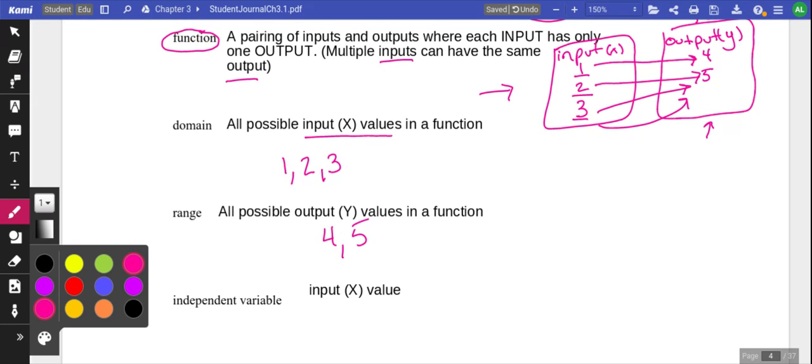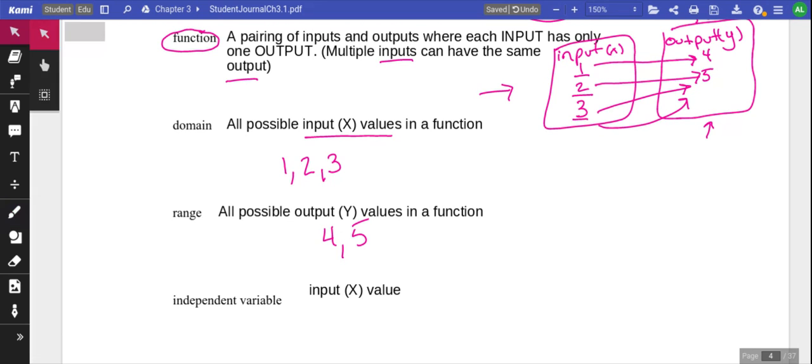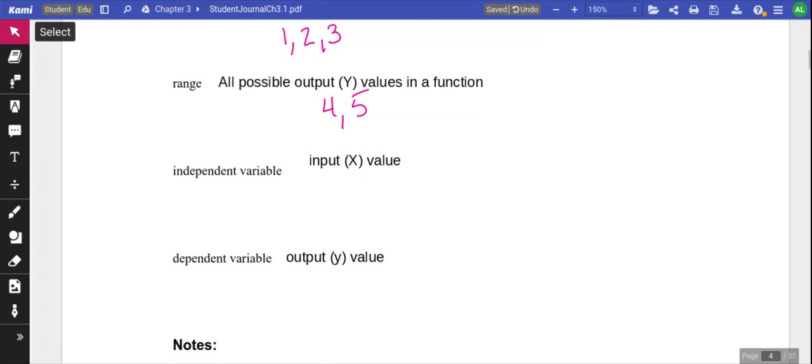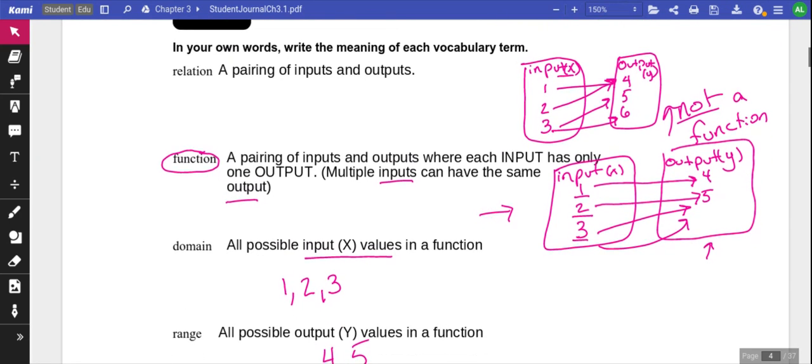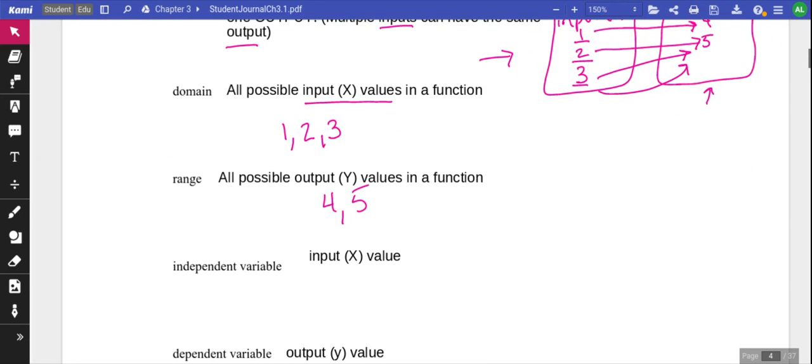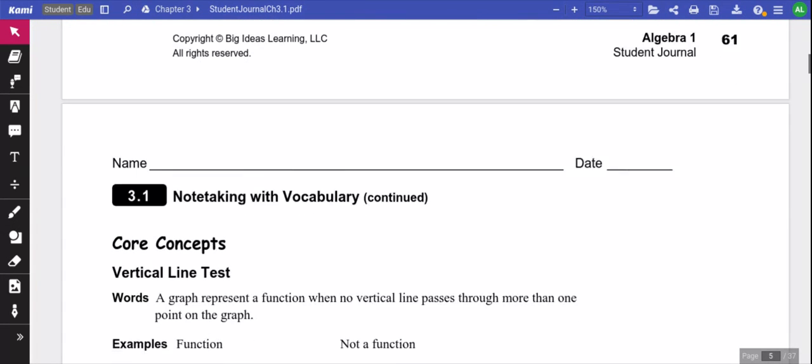I'm not super worried about you knowing the independent and dependent variable thing, but just in case you need to know it, your independent variable is your input value and your dependent is your y or your output value. The things to focus on for today are what is a function and what's your domain and range. Let's look at some concrete examples, because I know this is kind of weird to just talk about in theory.